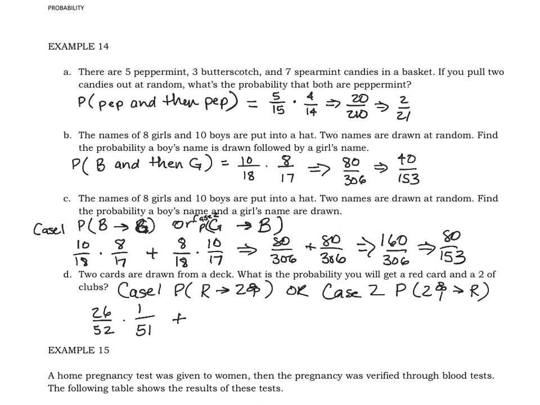Case 2, well, that's a 2 of clubs followed by a red. Well, there's only 1 2 of clubs, so 1 out of 52. 1 card is gone. We have 51 left. Again, 2 of clubs is not red, so we have 26 red cards left. Okay, so I'm just going to add and do all the multiplication here. I have 52 out of 2,652, and that will reduce to 1 over 51.